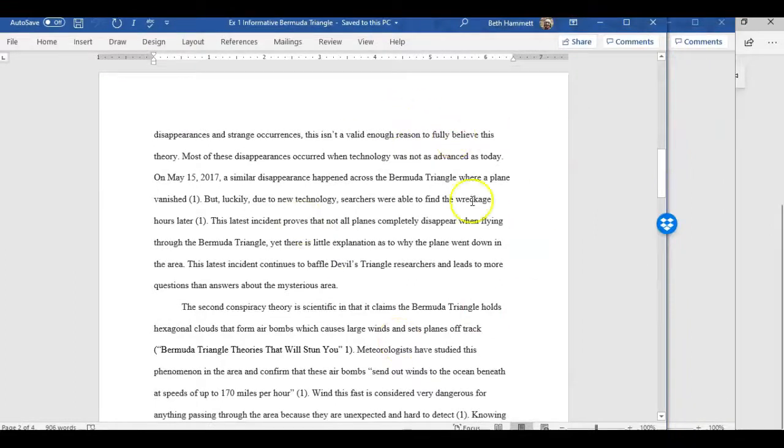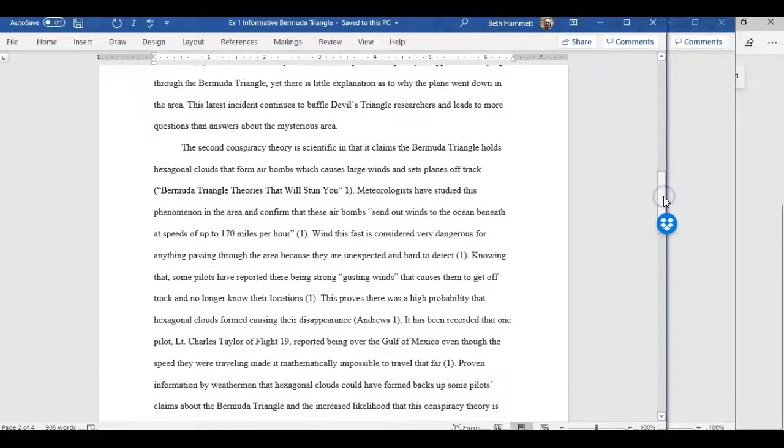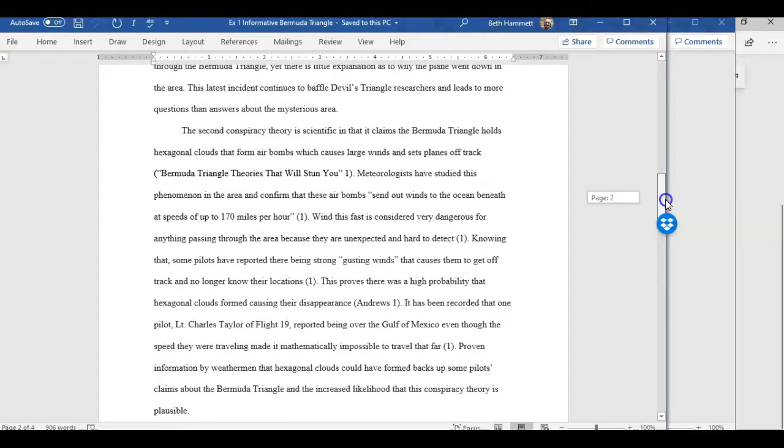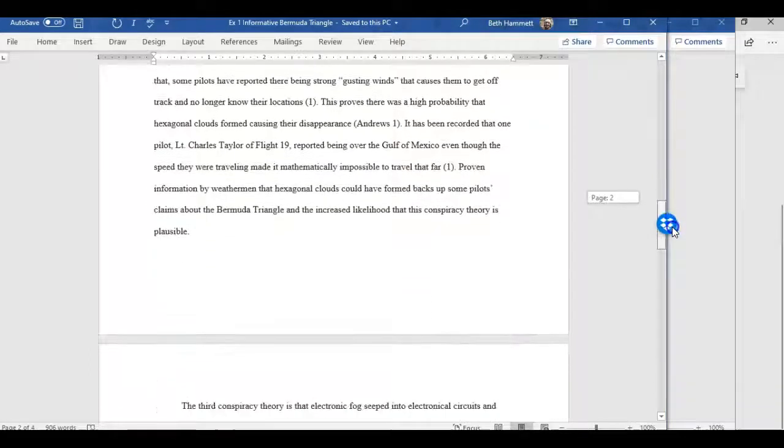Again, more research, more evidence given because this is the longer piece. Be sure you've got those exact quotes pulled that will back up your claim because you are not the expert. And in this longer piece, I definitely want that PEE format there. Make your point. Give me the text evidence. Cap that off. There's the second conspiracy theory.